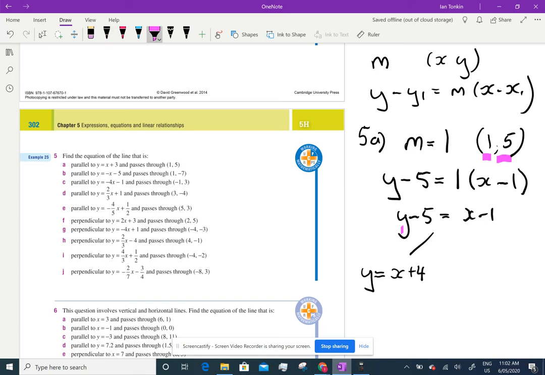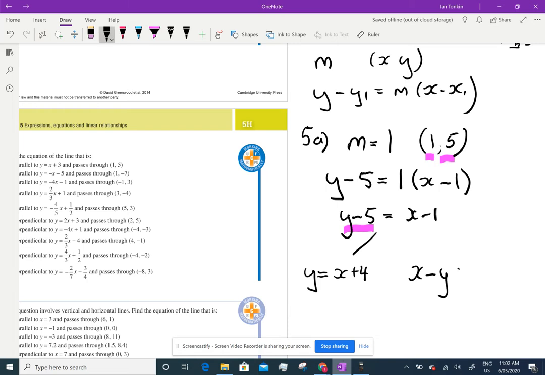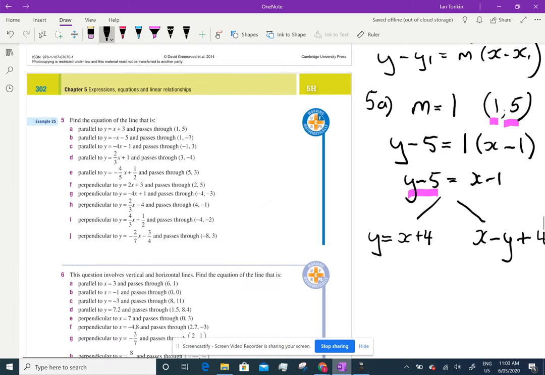So I'm going to bring all these things over to the other side and write it in general form. So I'm going to have x, I'm going to minus the y, plus the 5. I've already got minus 1, so plus 4 equals 0. They're the 2 forms in which you can write it, the general form or the y-intercept form. They've done the gradient intercept form there.